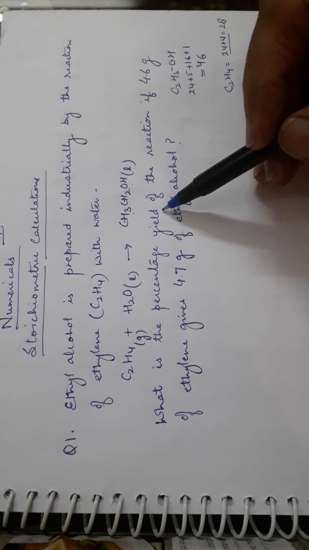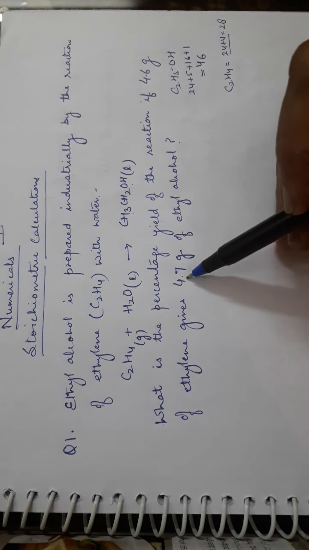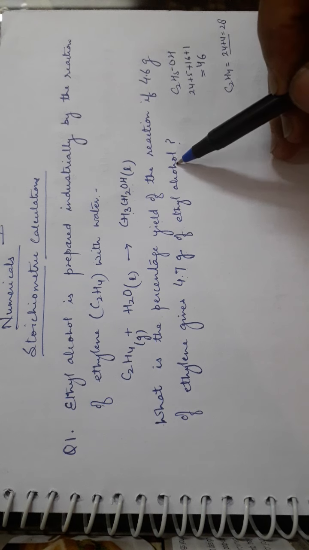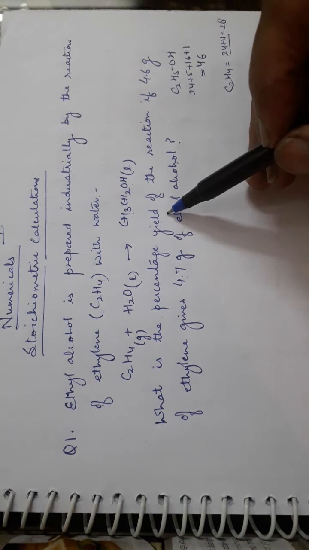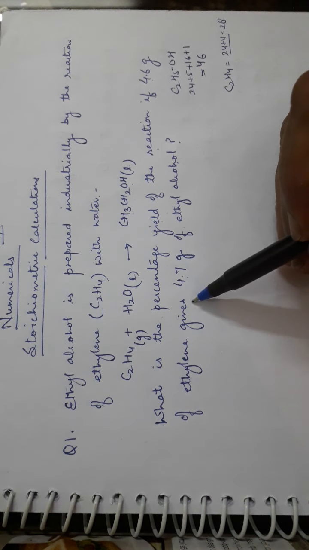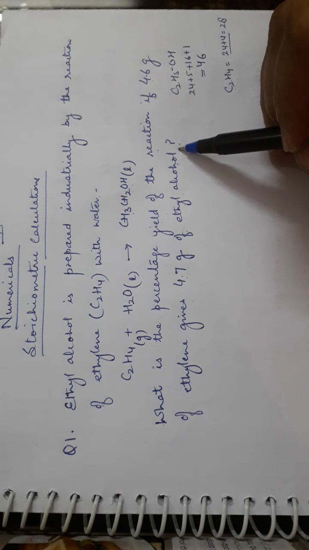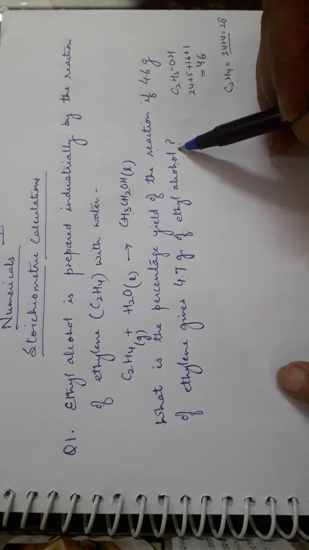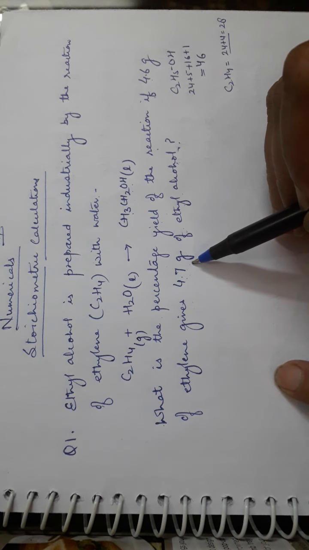What is the percentage yield? Yield means product of the reaction. What is the percentage yield of the reaction if 4.6 gram of ethylene gives 4.7 gram of ethyl alcohol? Now this is given in the question that 4.6 gram of ethylene is producing 4.7 gram. Let us see how much it should produce ideally as per the balanced chemical equation.